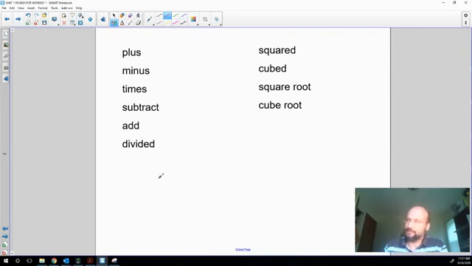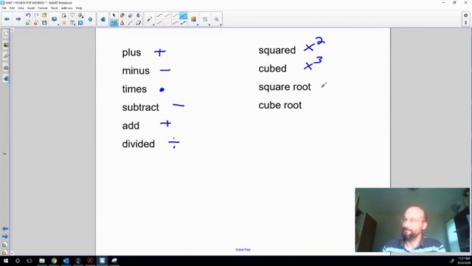So here's the simpler ones. Plus is add, minus is subtract, times is multiplication, subtract is minus, add is plus, divided, squared is an exponent of 2. So like x squared would be x with the exponent of 2. Cubed has an exponent of 3.